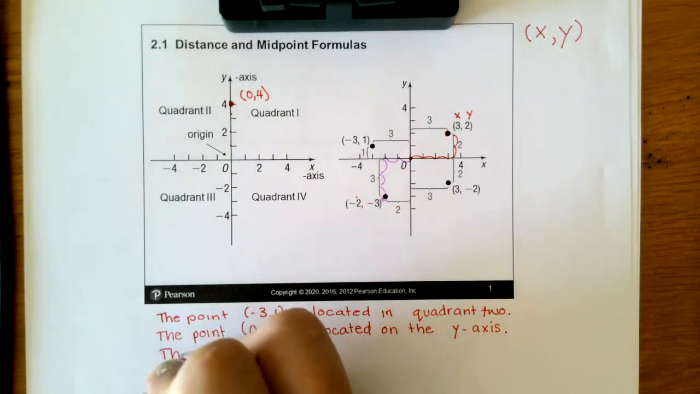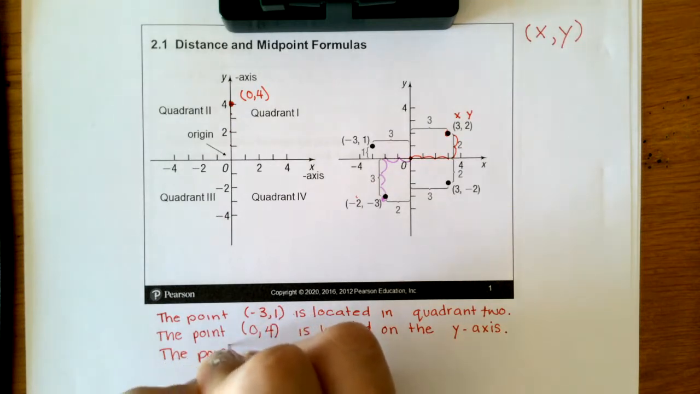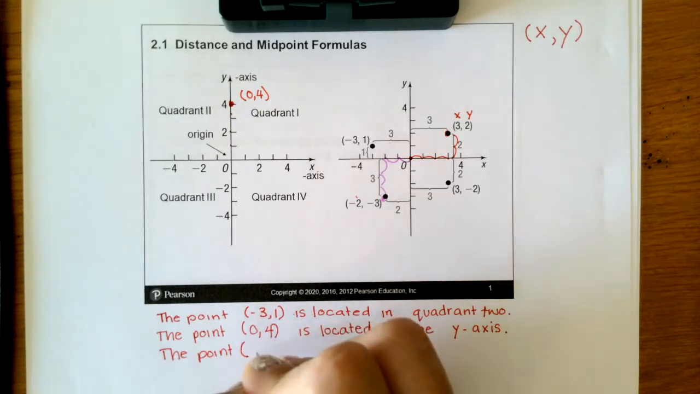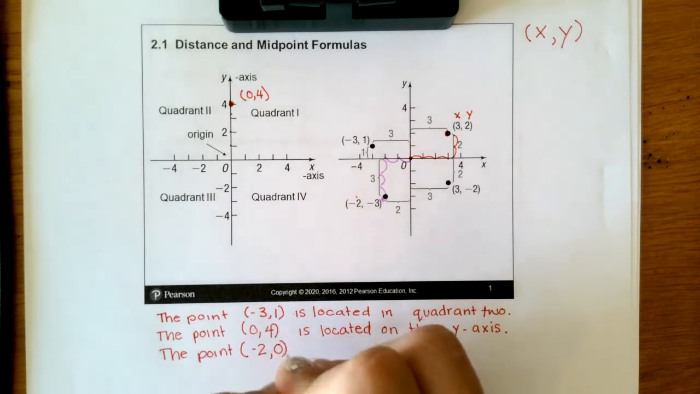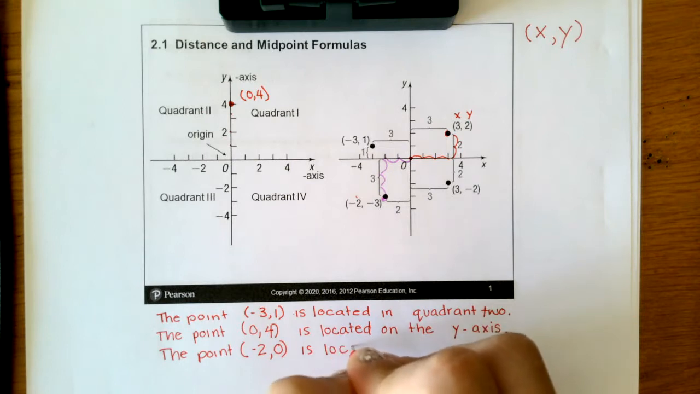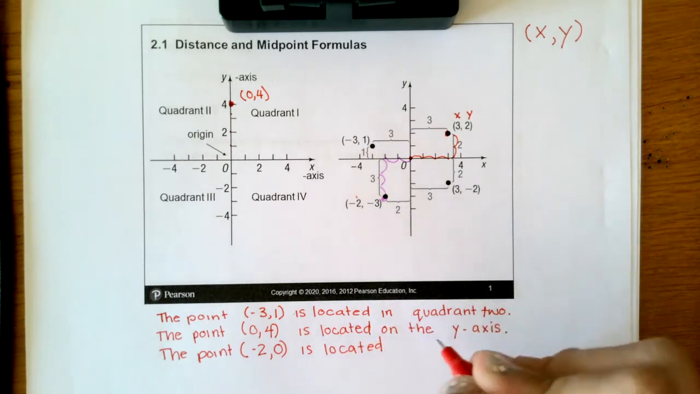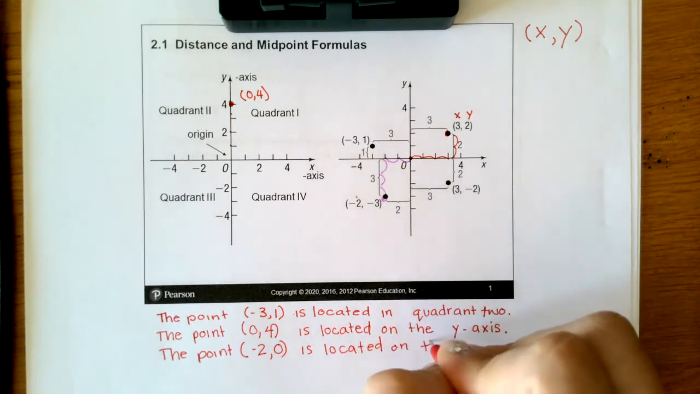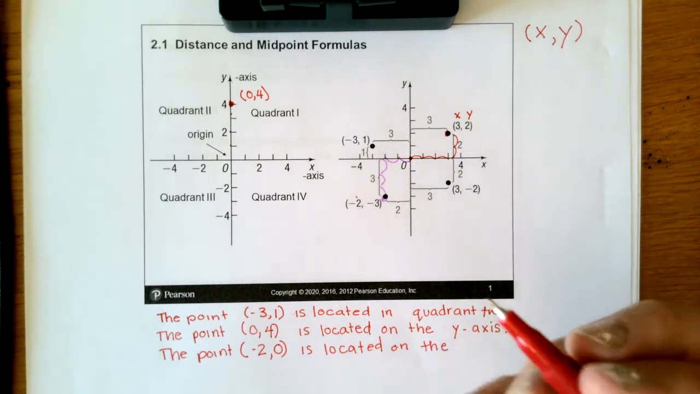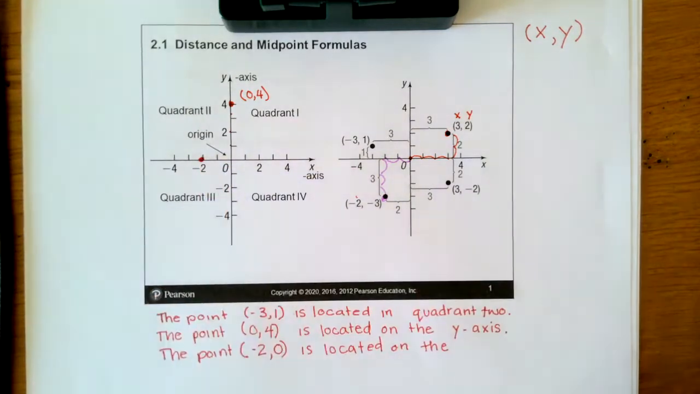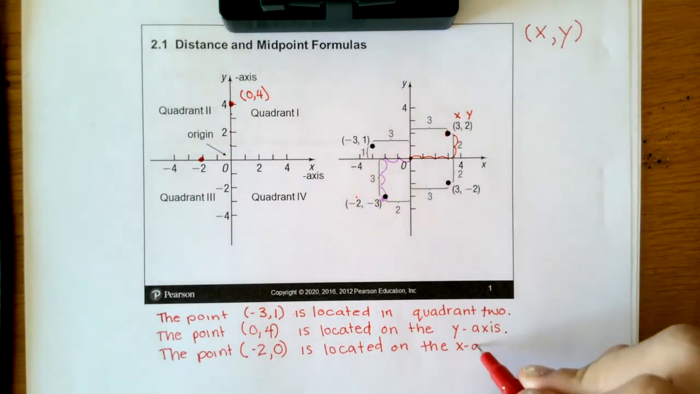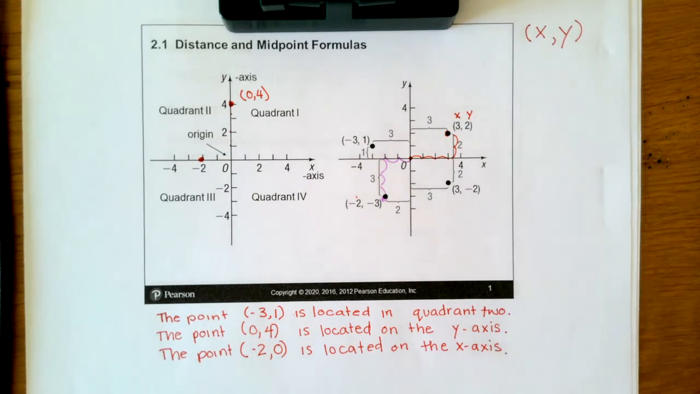So last one, the point, how about -2, 0, is located, where do you think? On the, so we go -2 and we don't go up or down, x-axis. Technically not in a quadrant, yeah? The point 0, 0 is located at the origin.